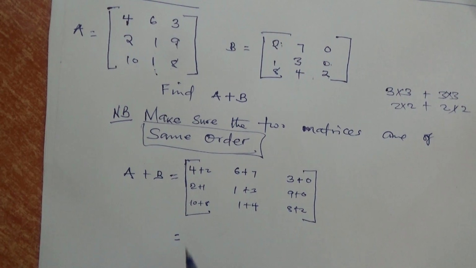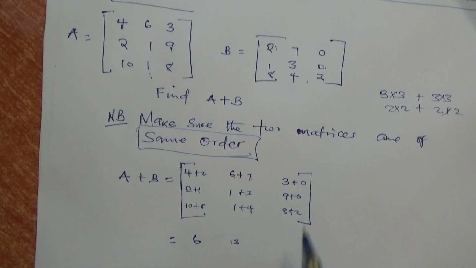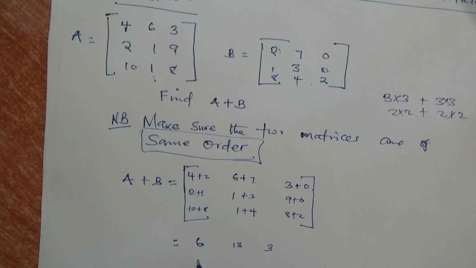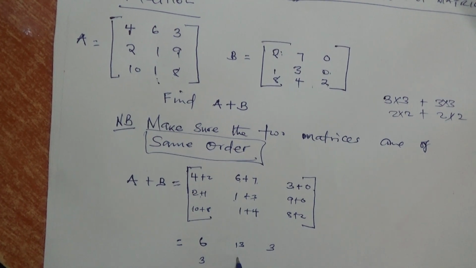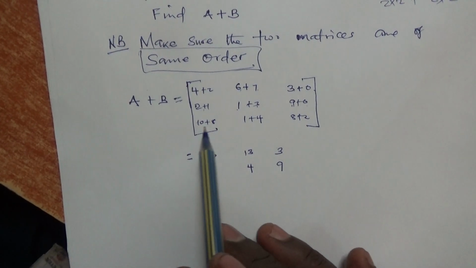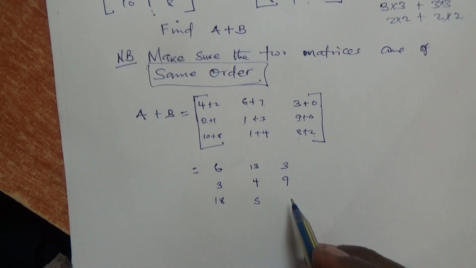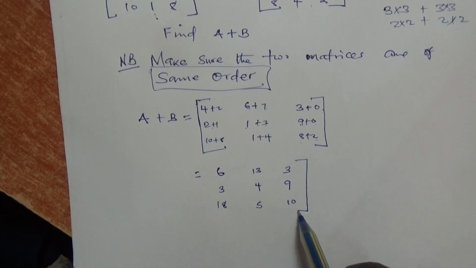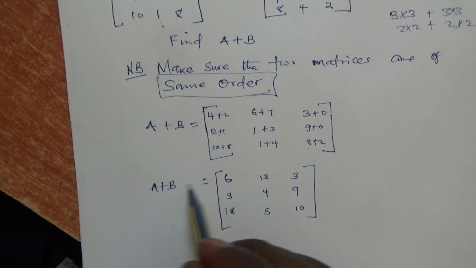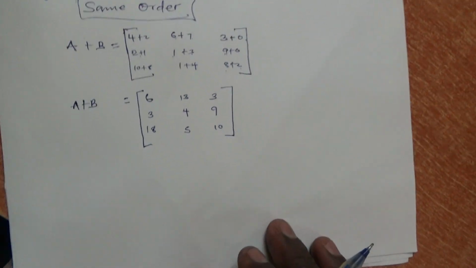So it is going to be 4 plus 2 is 6, 6 plus 7 is 13, 3 plus 0 is 3, 2 plus 1 is 3, 1 plus 3 is 4, 9 plus 0 is 9, okay? 10 plus 8 is 18, 1 plus 4 is 5, and then 8 plus 2 is 10. Okay? So finally, A plus B is this one. You get? We move to another example.